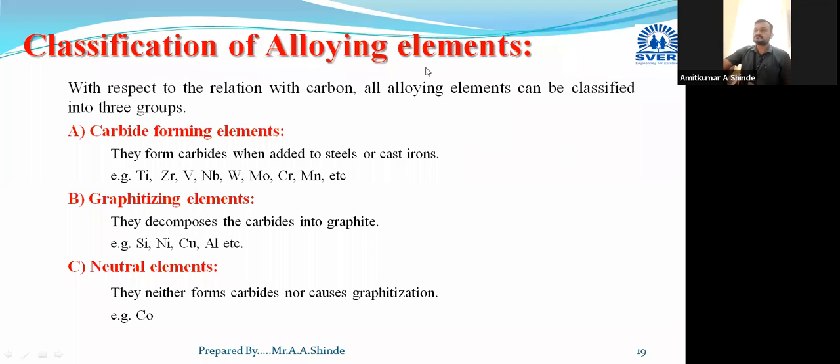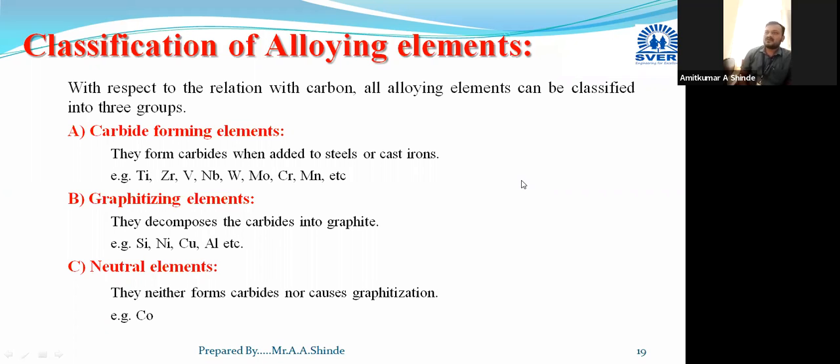Now, an alloy of iron and carbon is nothing but steel. And if other alloying elements are present in a significant amount, such as titanium, zirconium, chromium, molybdenum, silicon, nickel, aluminum, copper, and so on, then those steels are termed alloy steels.